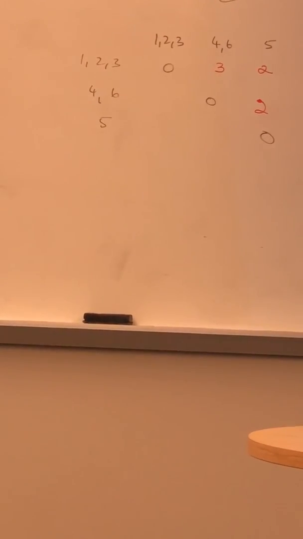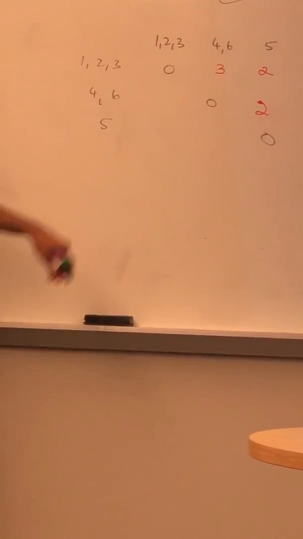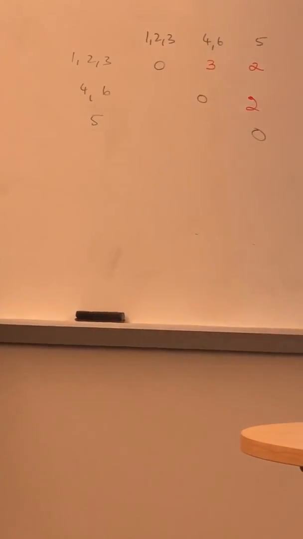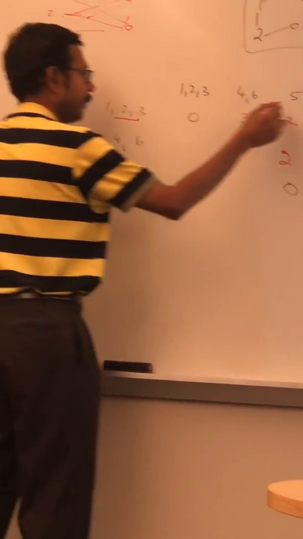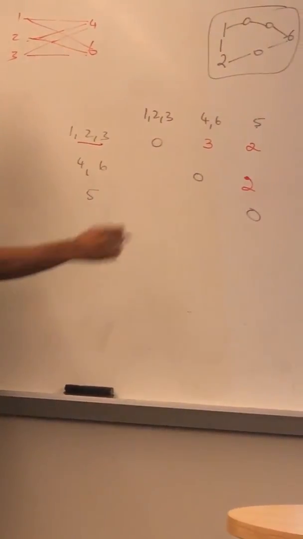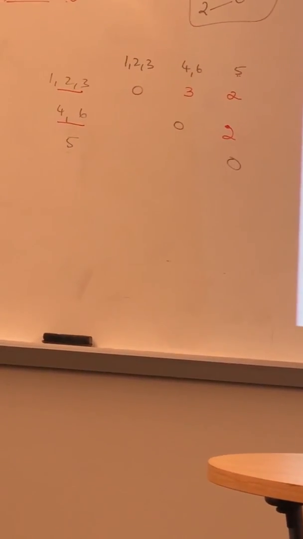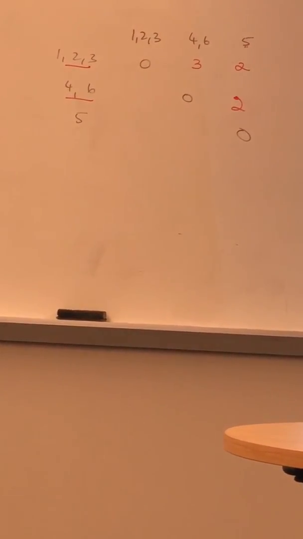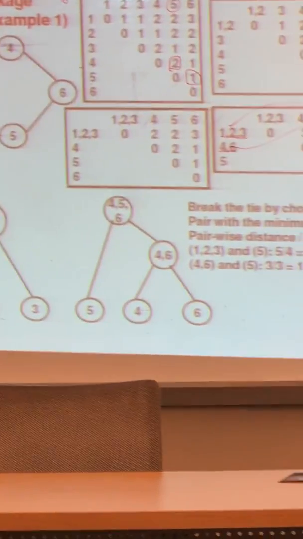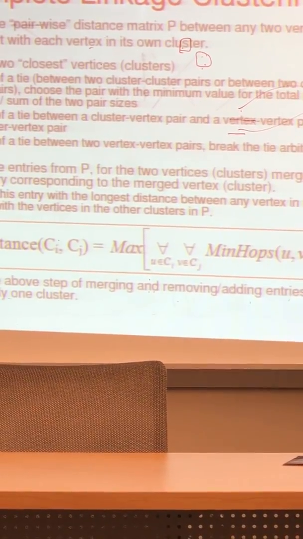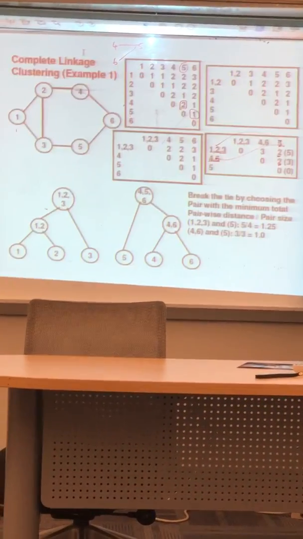So we combine 4 and 6. So now the smallest value is 2. So the 2 is between what? This is a cluster vertex path. And this 2 is also between a cluster vertex path. So you have a tie between two cluster vertex paths. So that's the third possibility. So how to break the tie between two cluster vertex paths? Okay, so I'll tell you the method and then I'll read this statement.